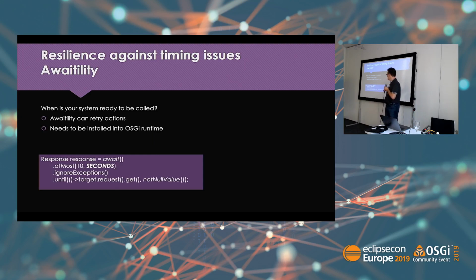This is a Hamcrest matcher, and in the end, if it succeeds, you get the response like normally in the output. So this is a very comfortable way to repeat something that you know that it should work after some time. And you can use this outside OSGi and also inside OSGi. In the example code, you can also see how to do this. You need to install Awaitility and Hamcrest into your OSGi runtime. Then it can be used easily.